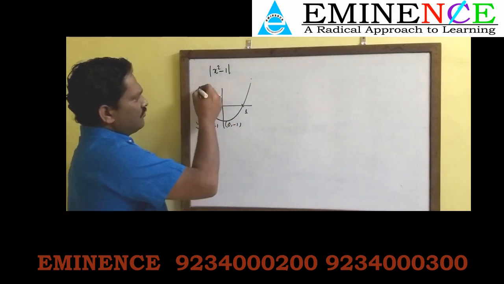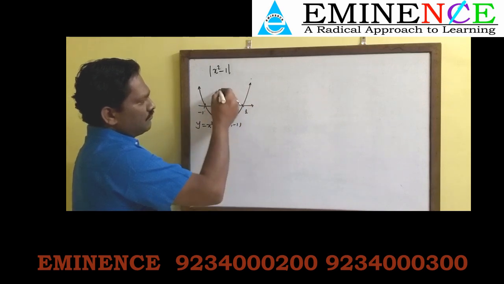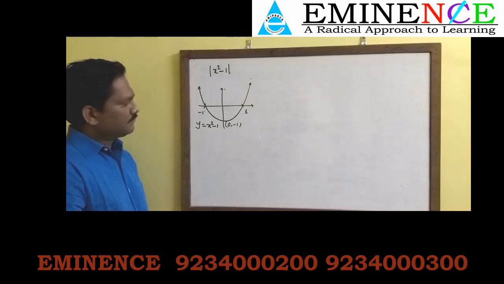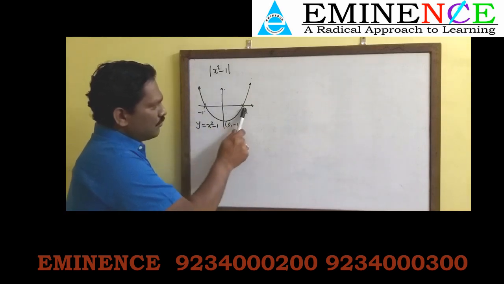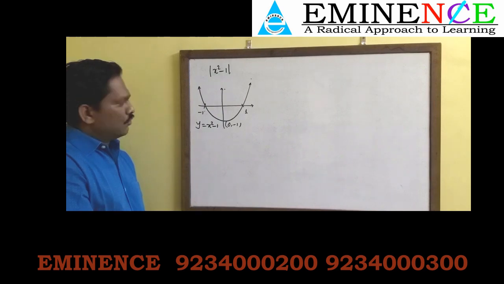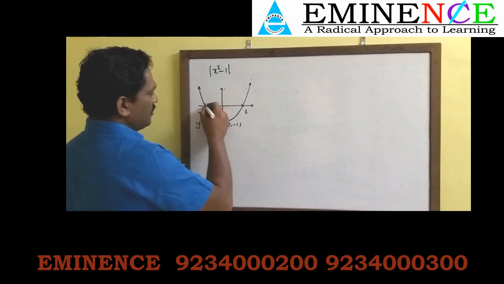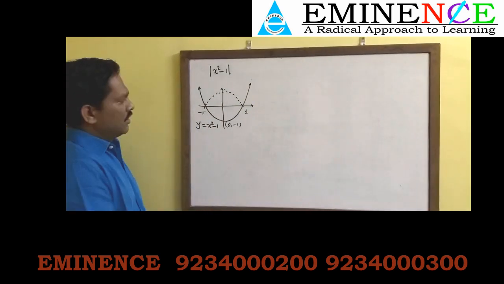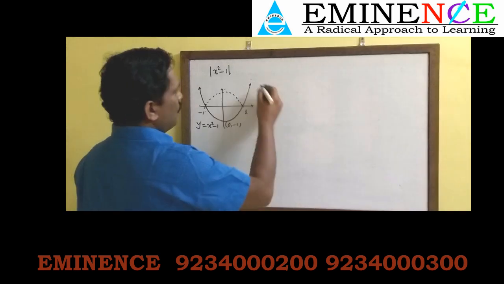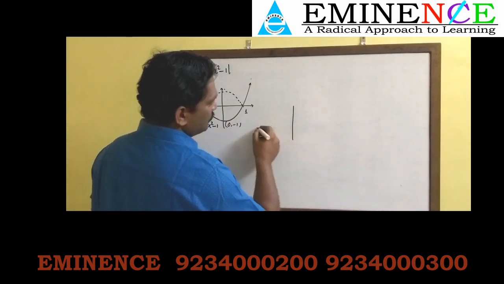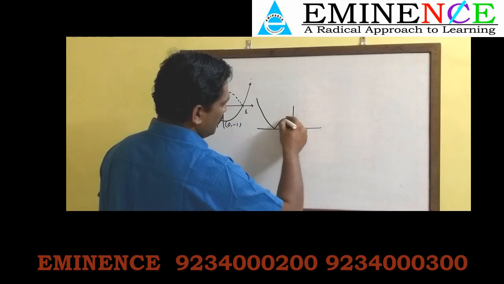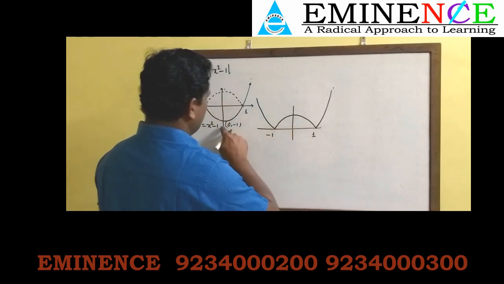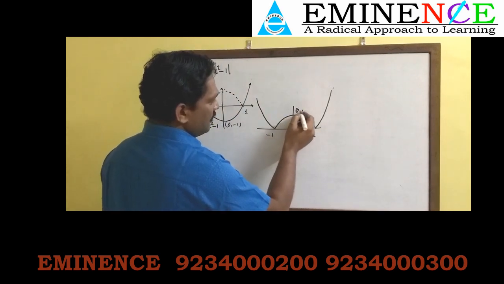Now this is your original, that is x square minus 1. Which part of this graph do you find negative? This part from minus 1 to 1 is the negative part. So if I take its reflection above the x-axis, this is how it will form. So if this is the reflection, this is how the graph of modulus of x square minus 1 will look. Now if this is minus 1, this is 1. Naturally, this becomes 0, 1.